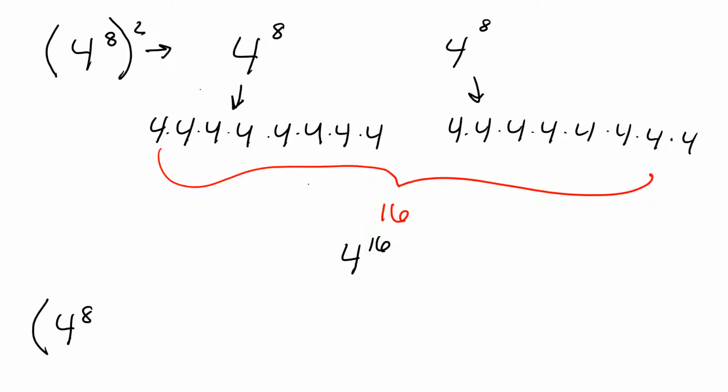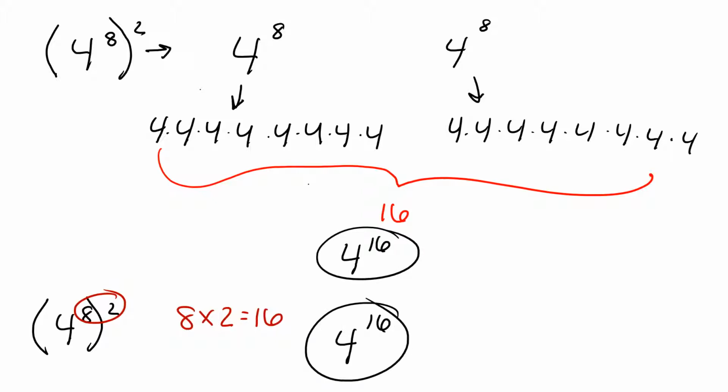If you decided to use the shortcut, you can multiply those exponents together, 8 times 2, which is 16. Keep your base number the same, and you end up with 4 to the 16th for both answers.